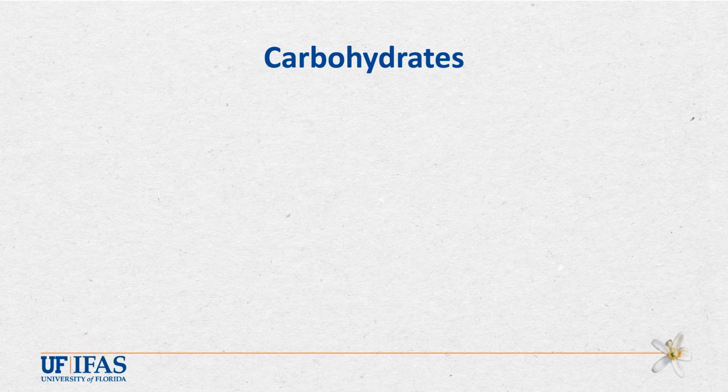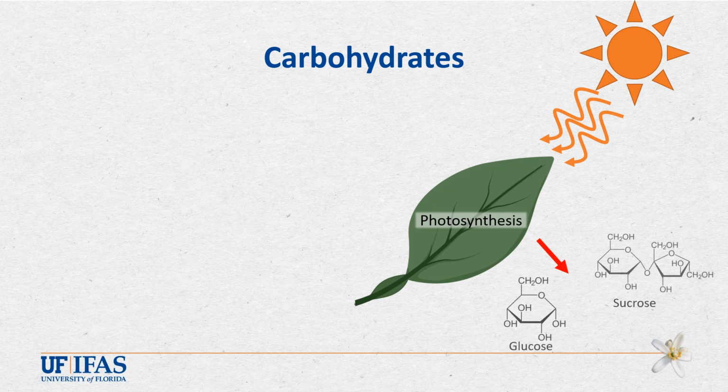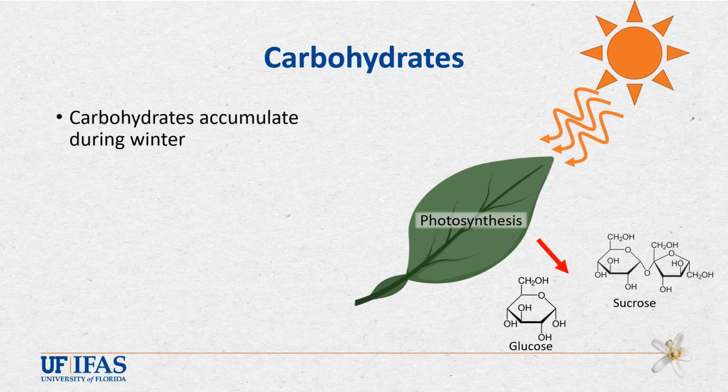Next, let's discuss the role of carbohydrates. The carbohydrates formed as a byproduct of photosynthesis provide the energy needed to support plant growth in the form of carbohydrates, such as sucrose or glucose. During the winter, growth tends to slow, while leaves continue to photosynthesize. This allows carbohydrates to accumulate during the winter.